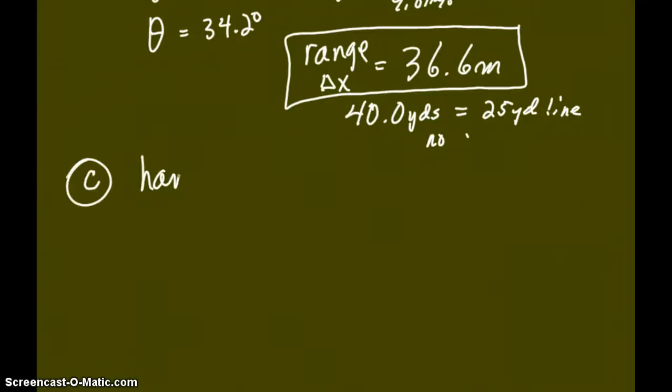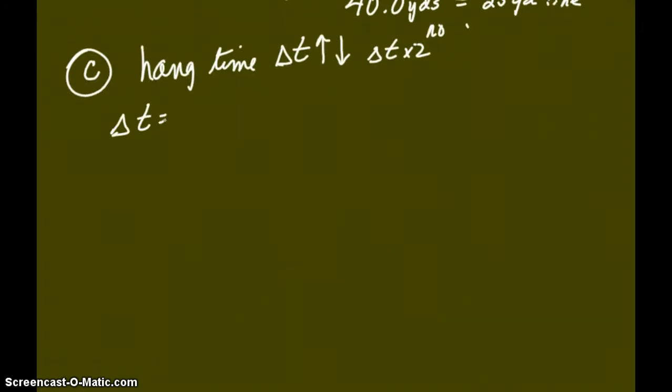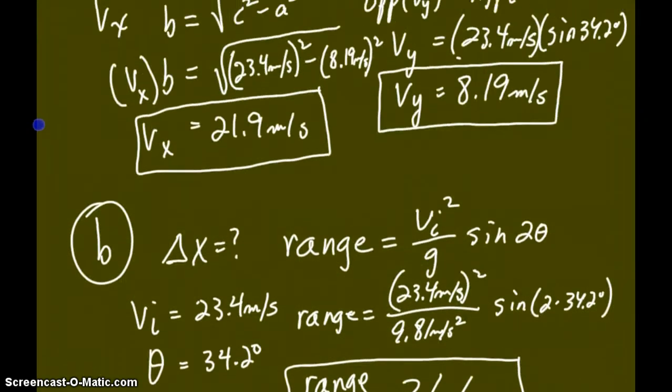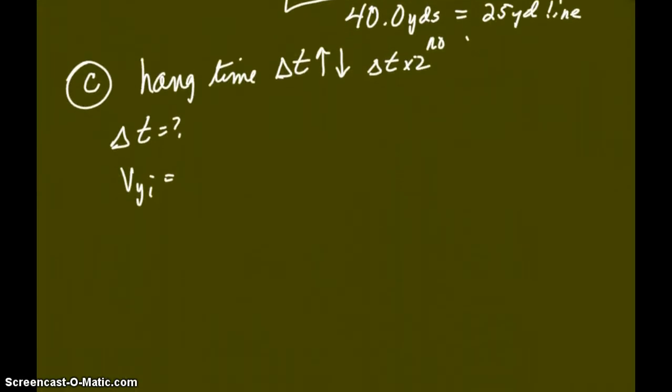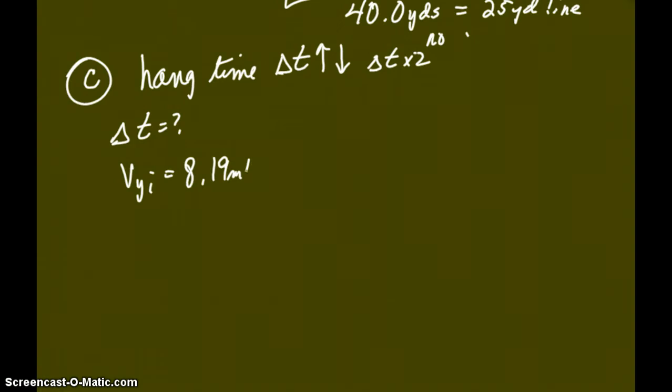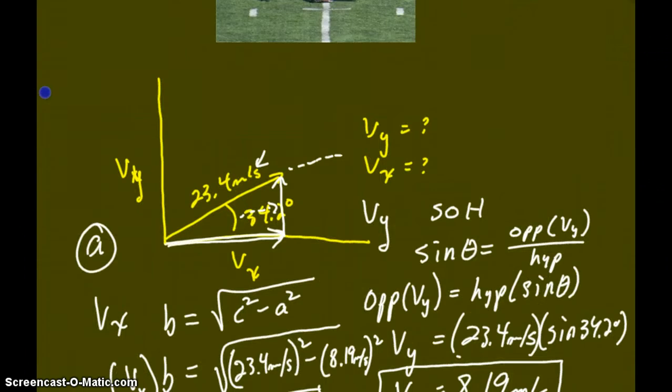Part C, what is the hang time? Which is the time it's in the air, time it takes for it to go up and come down. So it's going to be delta t times 2. Remember, this motion is all in the y direction. So we have delta t is what we're looking for. Initial velocity in the y direction is 8.19 meters per second. Final velocity in the y direction is 0 because it stops going up, right? Stops going up, and then it comes down. So final velocity right there is 0.